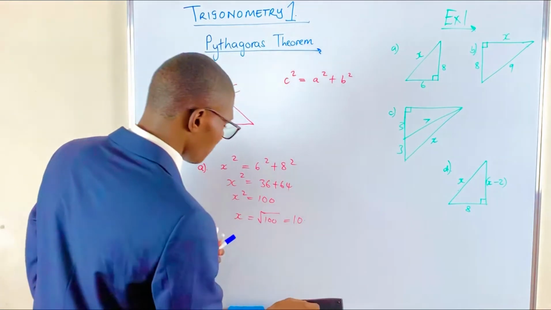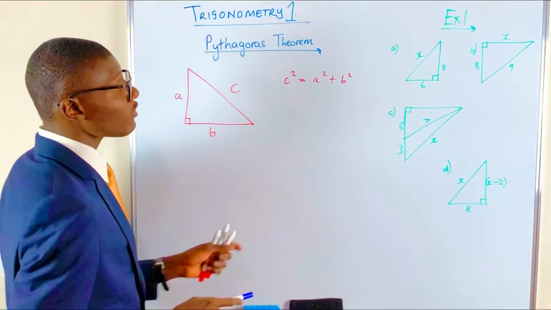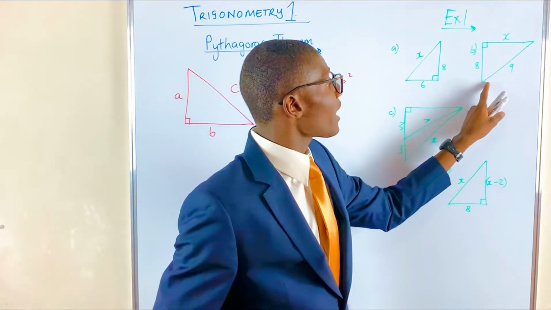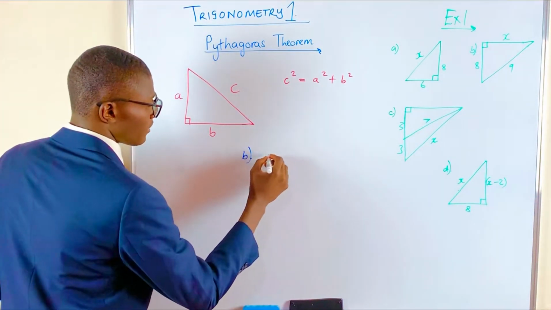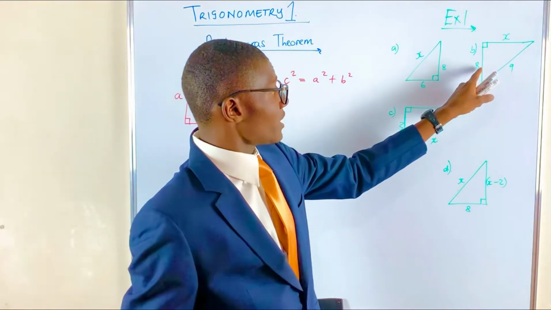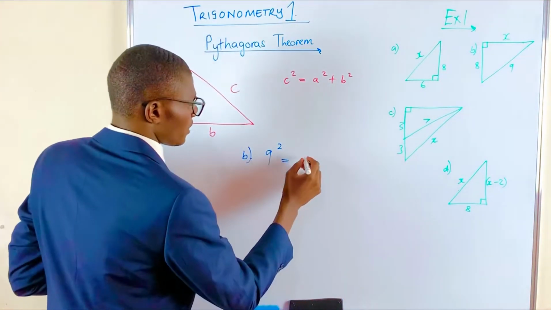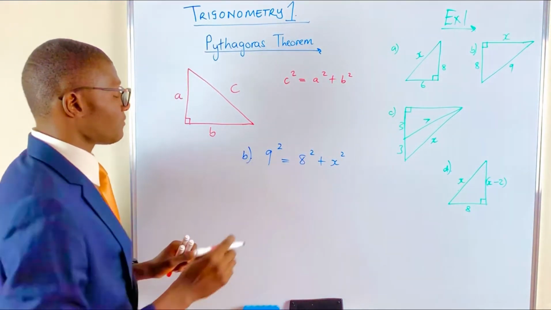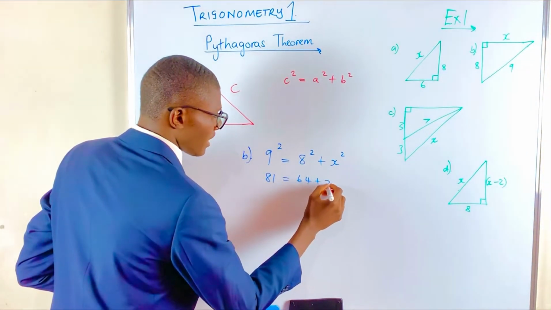Now, allow me to erase this. Let's move on to B. Now for part B, we see that 9 is the hypotenuse side. So we are saying for B, 9 squared is equal to the sum of the squares on the other two sides. So 8 squared plus x squared. But we want x. So we can say 81 is equal to 64 plus x squared.